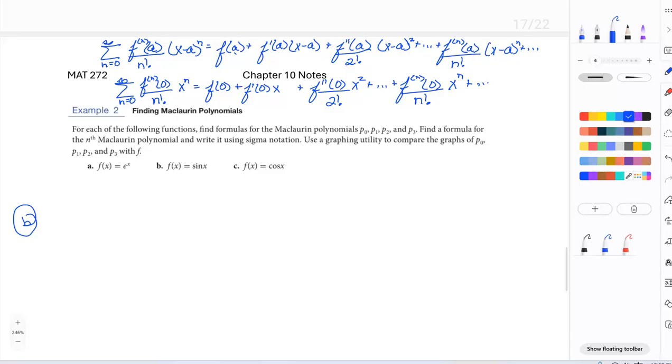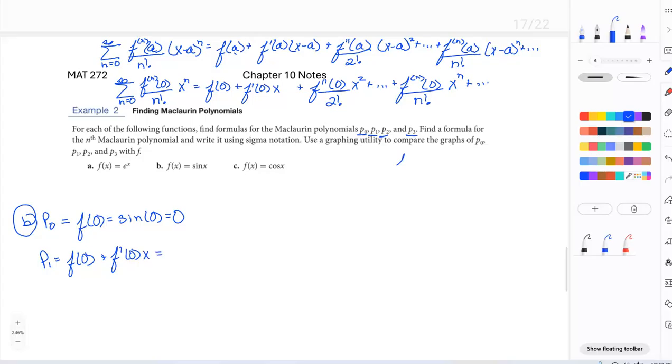So we are going to find the Maclaurin polynomials P sub 0, P1, P2, and P3 for each of these. If I'm looking at P0, P0 would be just f of 0, which is going to be the sine of 0, and we know the sine of 0 is 0. If I'm looking at P1, it's going to be f of 0 plus f prime of 0 times x to the first.